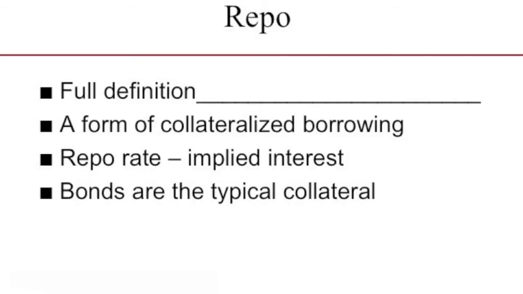Hence a repo, although it technically is a sale and linked repurchase agreement, it really is just a way of borrowing, providing bonds as the collateral to keep the interest rate low. And this rate would be known as the repo rate. Bonds are the most common collateral in a repo.